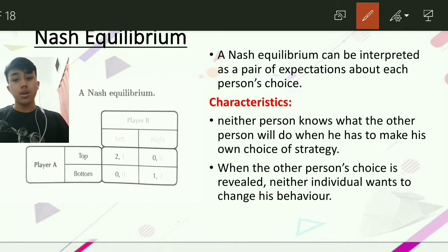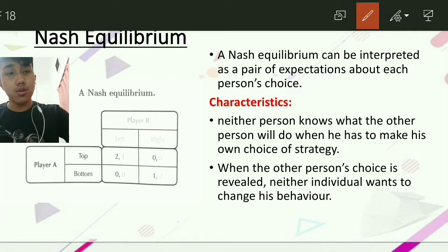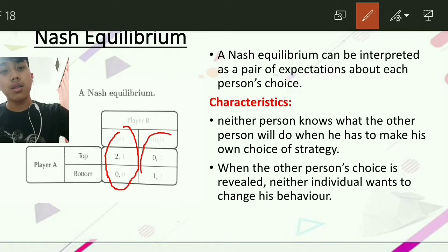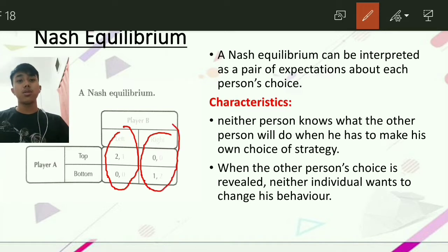Now, here, if B chooses left strategy, the payoffs to A is 2 or 0. And if B chooses right, the payoff to A is 0 and 1. Now this means that when B chooses left, A would want to choose top, and when B chooses right, A would want to choose bottom. What we can learn here is A's optimal choice depends on what he thinks B will do.